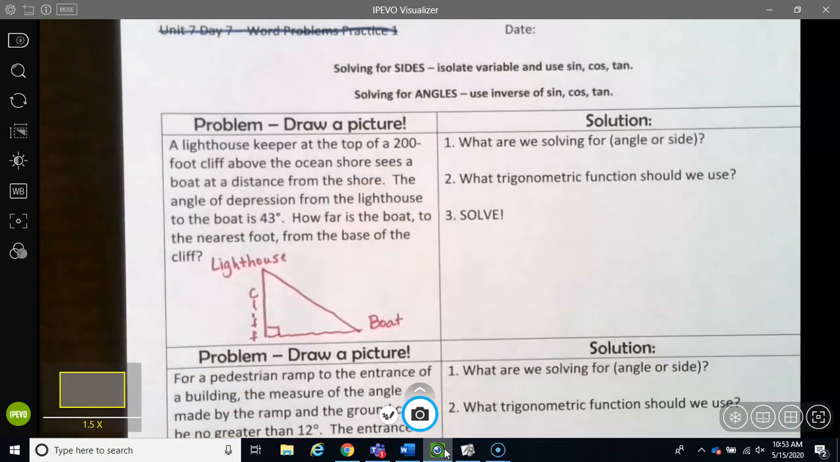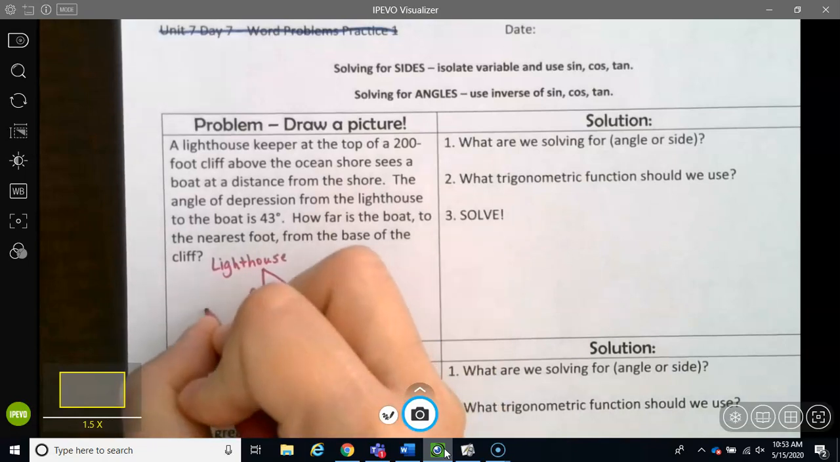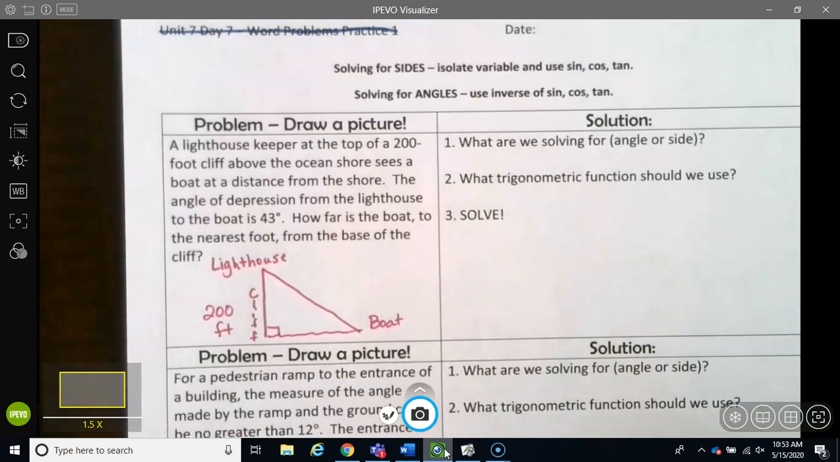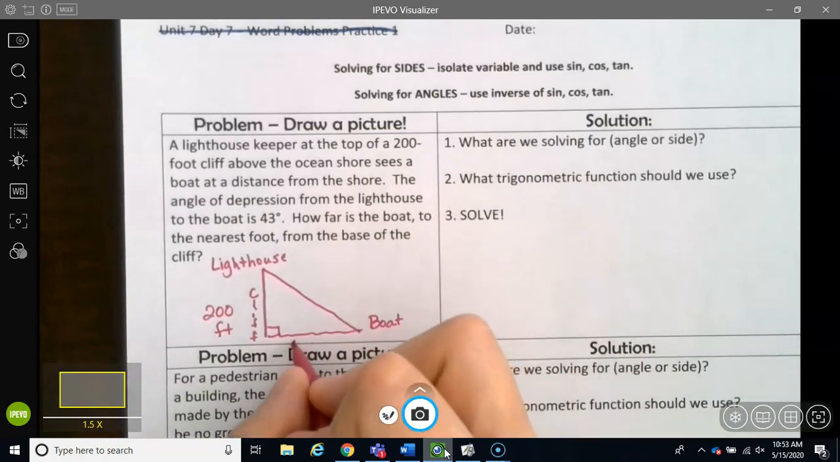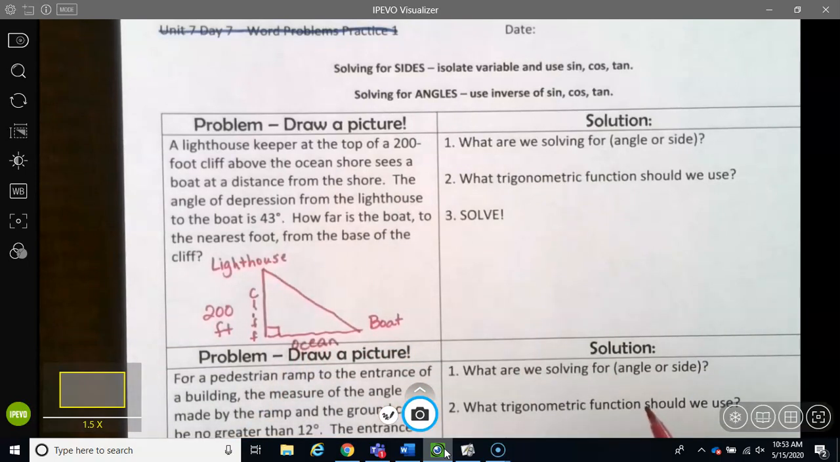Okay? So as far as measurements, a lighthouse keeper at the top of a 200-foot cliff. So we know this cliff is 200 feet above the ocean shore here. So here's the ocean. Sees a boat in the distance from the shore.